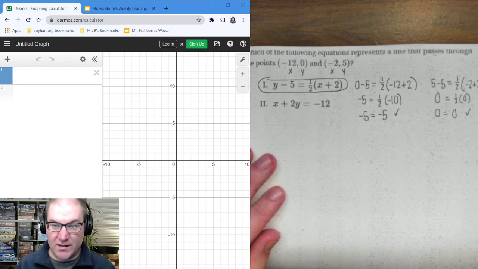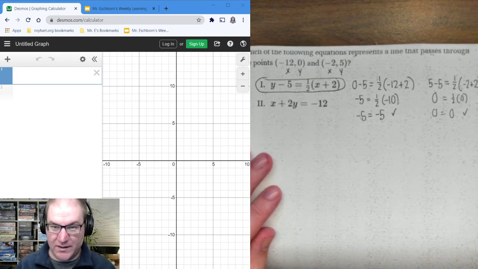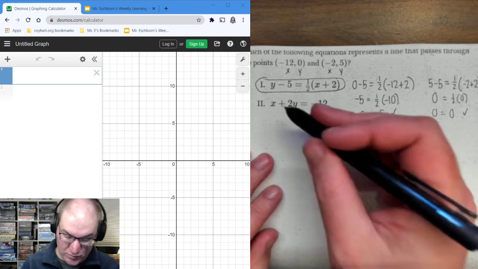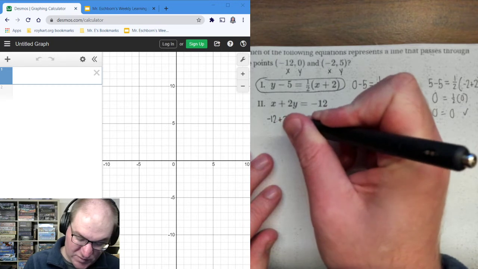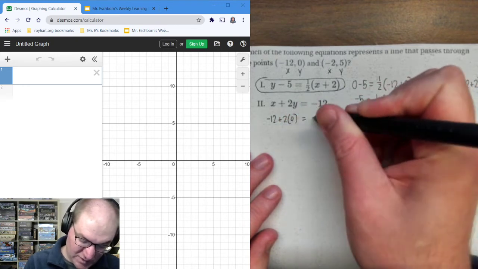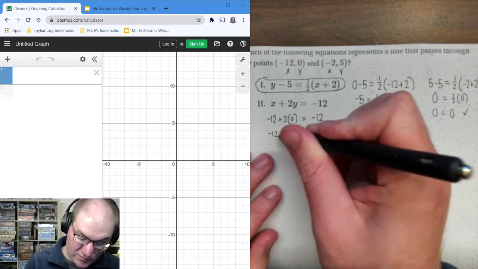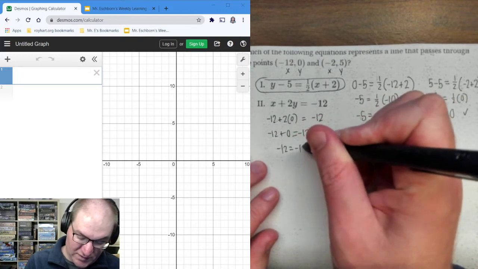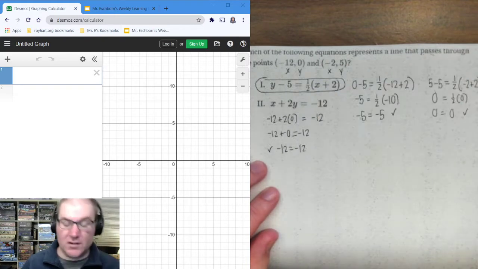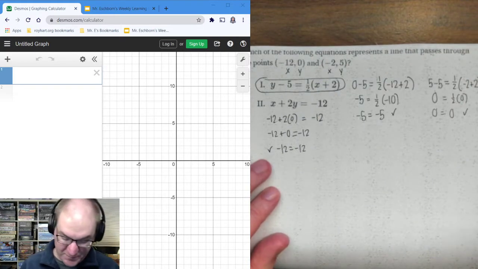So then the second equation, we have to do the same thing. Let's do the first point first. So it says -12 plus 2 times 0 equals -12. -12 plus 0 equals -12. -12 equals -12. So this first point works in the second equation.